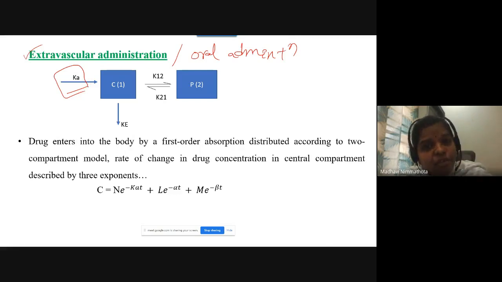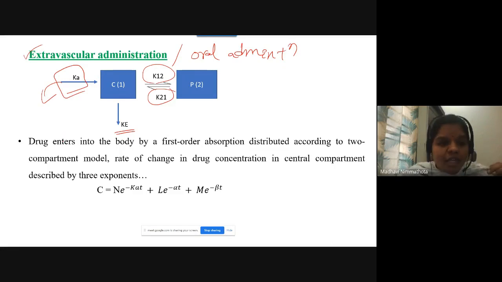And in case of IV infusion, we have an infusion rate at steady state, that is zero order. See the differences. And in case of extravascular or oral administration, we have a Ka. Ka is nothing but the absorption rate constant. Is it clear? Then this absorption rate constant, first it goes to the central compartment, then we have the peripheral. Then we have the same mechanism K12, K21, and here we have elimination from the central compartment. Here the only difference is the absorption rate constant because it follows extravascular administration.